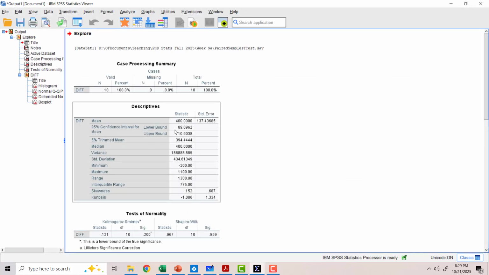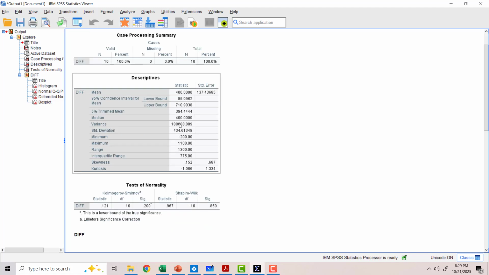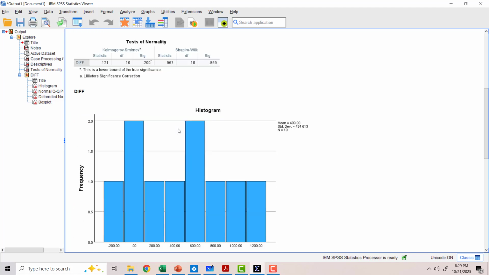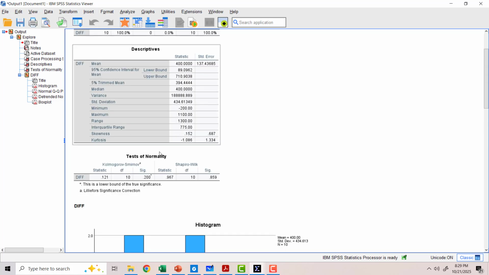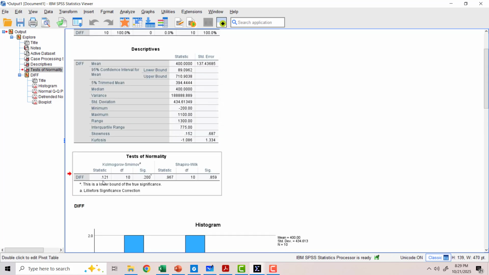And here we have descriptive. So the mean was 400, as we said before. And here we go, the differences.